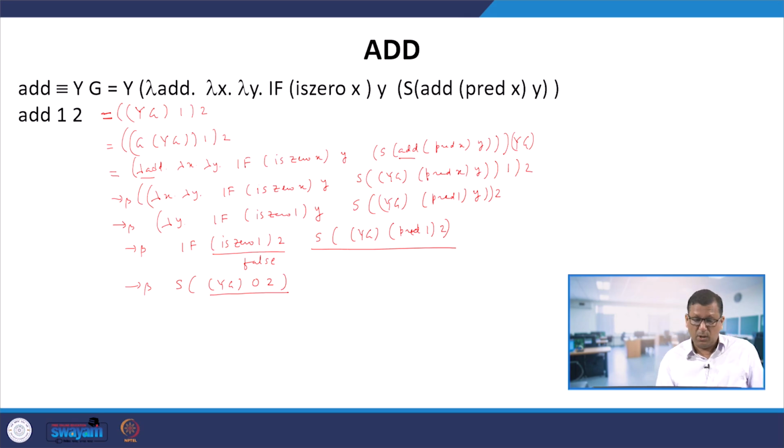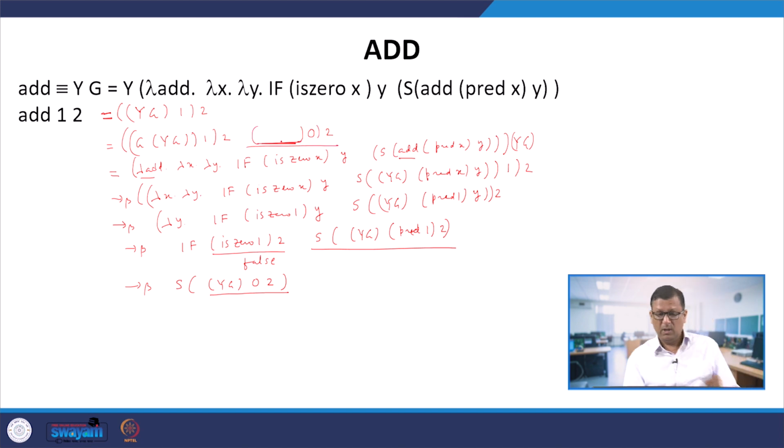Now yg of 0 2 will again be gyg of 0 2. So now we have to compute it as gyg of 0 2. This whole thing, gyg of 0 2, again we have to do as before. So here we can see add will be replaced with yg, and finally x will be replaced by, here we are going to get is 0 of 0 and 2.